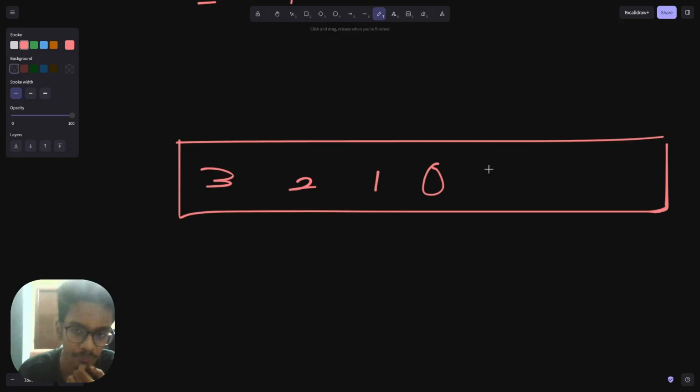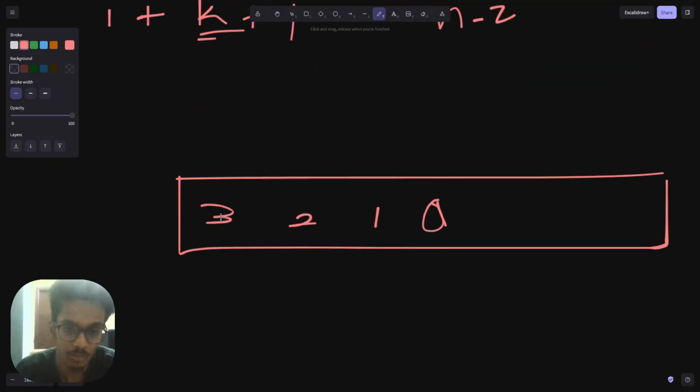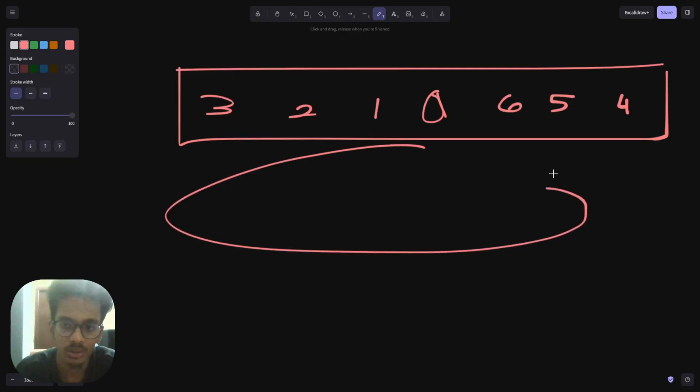0, 1, 2, 3. This whole thing should be a cycle, so 4, 5. No, wait. What was supposed to be backward cycle? Wait, let me write it. 0, 1, 2, 3, 4, 5, 6. This way, this is a backward cycle. Yeah, this is a backward cycle.